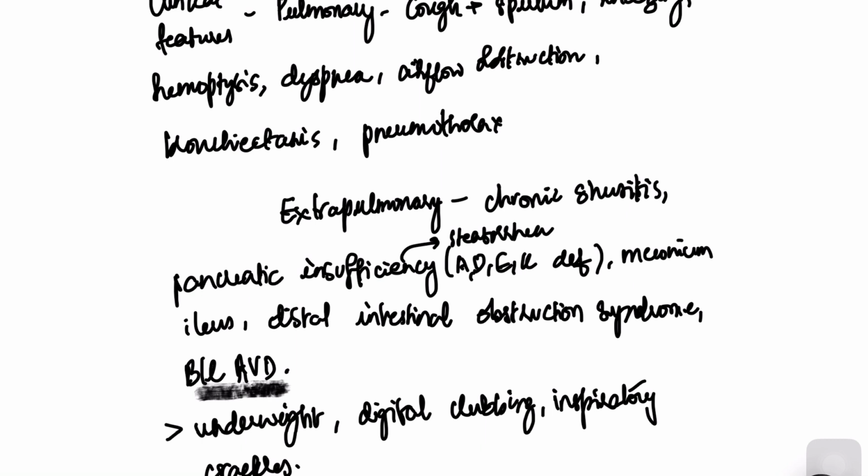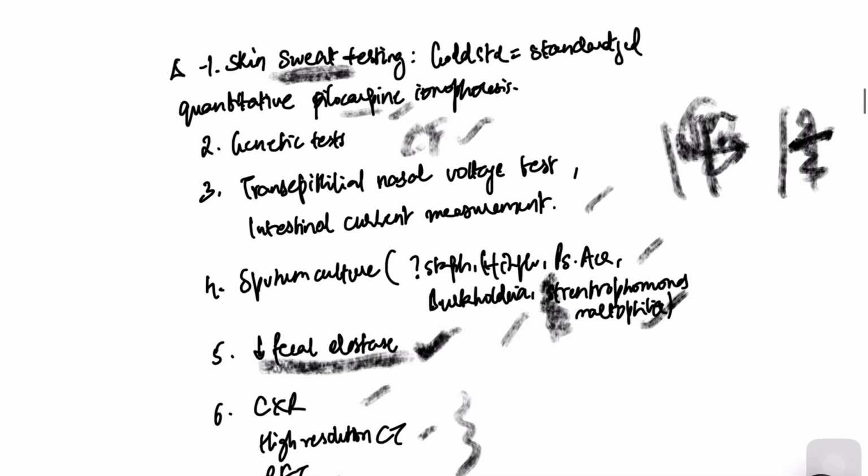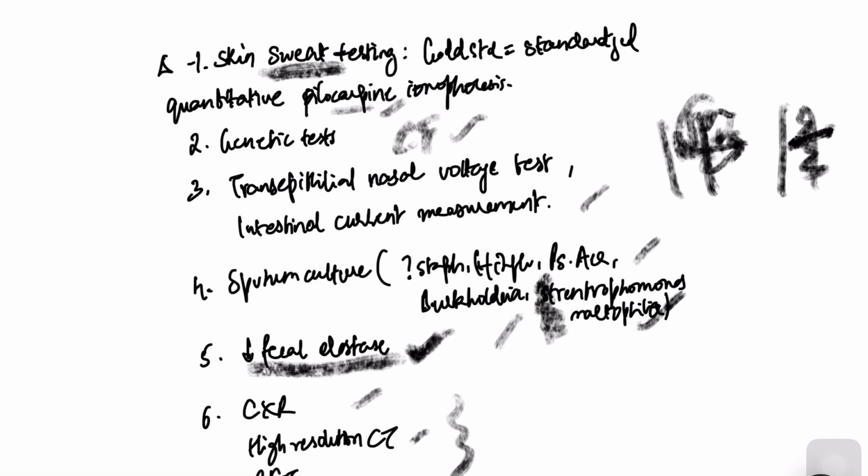You can see distal intestinal obstruction syndrome similarly. And there's something called bilateral absence of vas deferens in males with cystic fibrosis. So they're typically infertile. So these kids will be underweight, they'll have digital clubbing, they'll have inspiratory crackles on physical exam, and you can diagnose this through skin sweat testing.